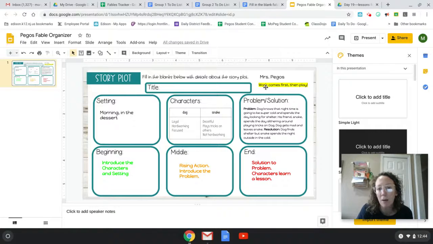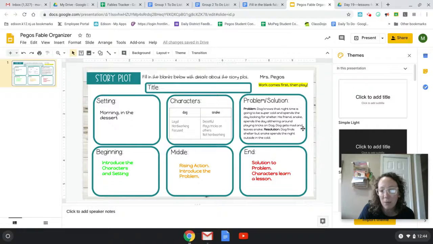So here I know that my moral is work comes first and then play. My setting is the morning in the desert. I know that my characters are the dog and the snake, and I said that the dog was loyal, hardworking, and focused. And I said that the snake was deceitful, plays tricks on others, and not hardworking.